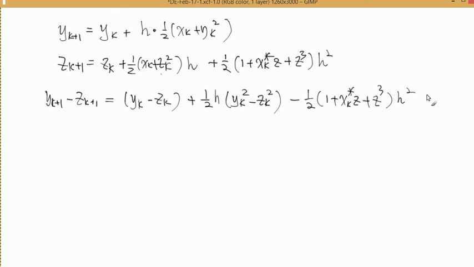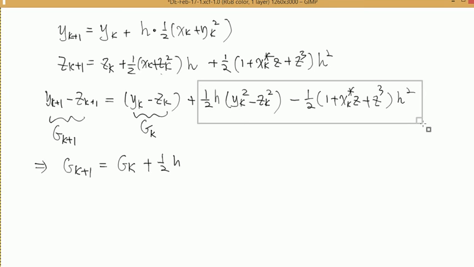Good? Since we're interested in this one, I'm going to call it gk, the gap between the approximation and the actual value. Therefore, this one is gk plus 1. Fair enough? So we have this new equation: the gap after repeating k plus 1 times is the gap from the k iteration of Euler's method plus these quantities. So I'm just going to copy that part.